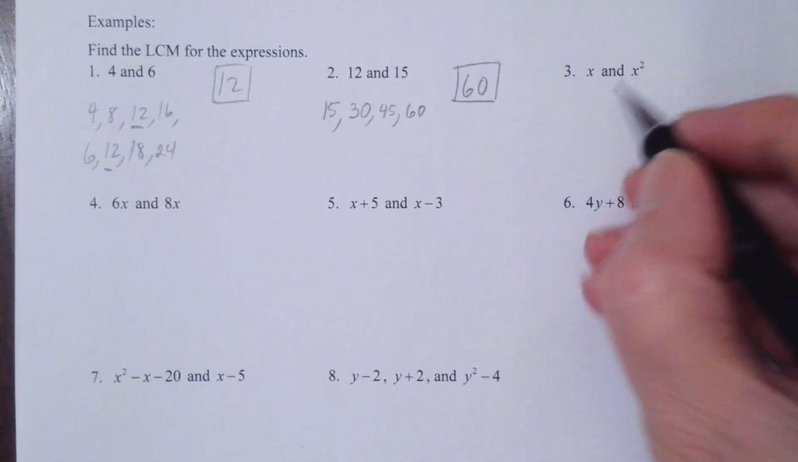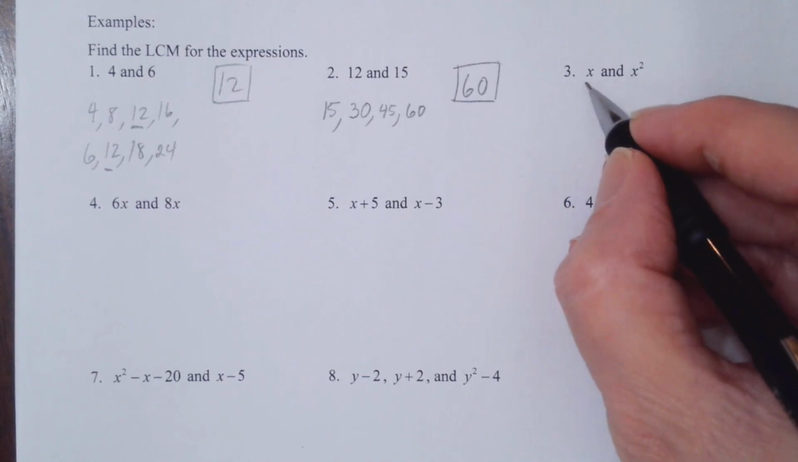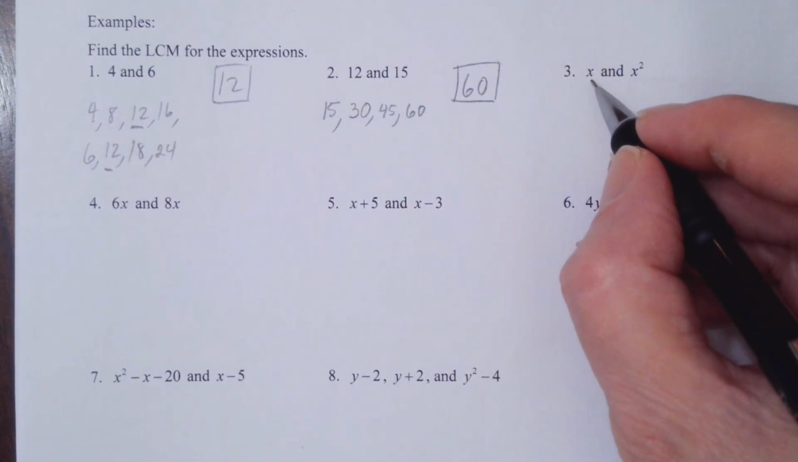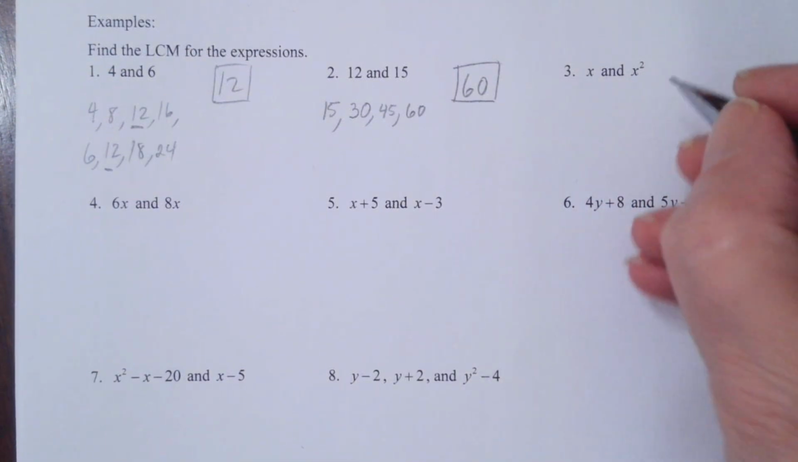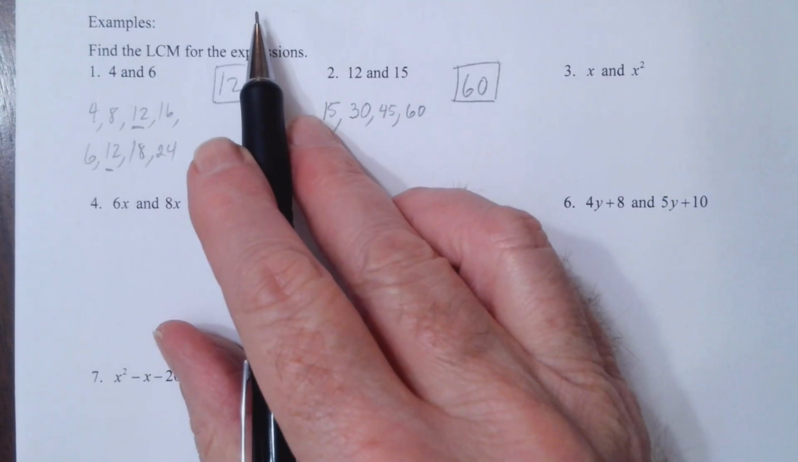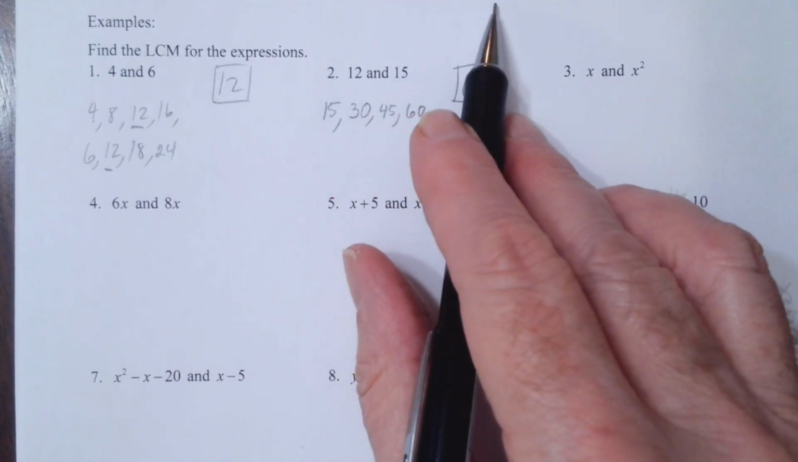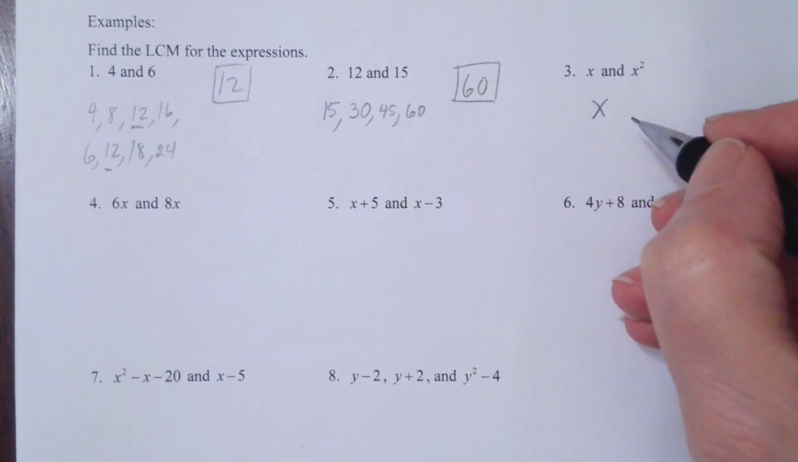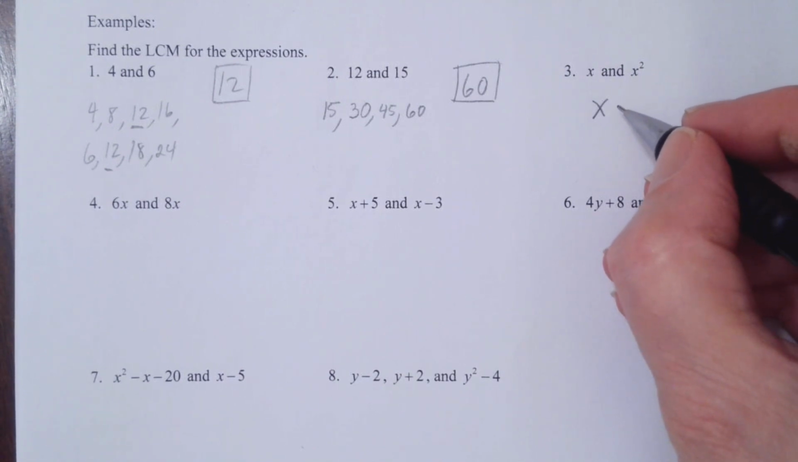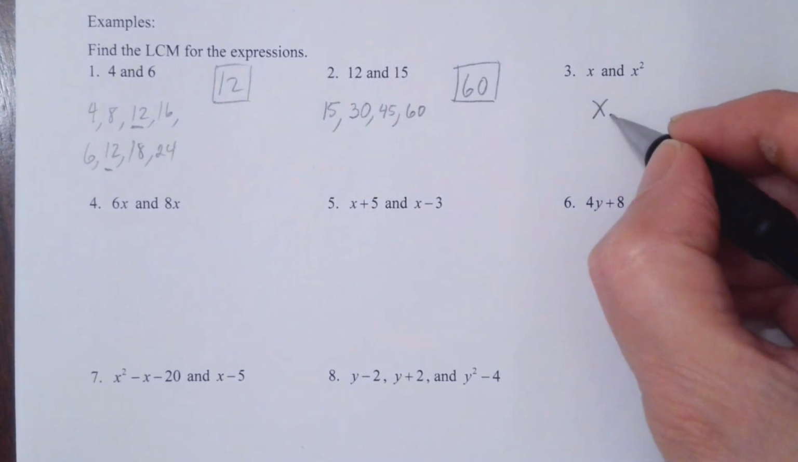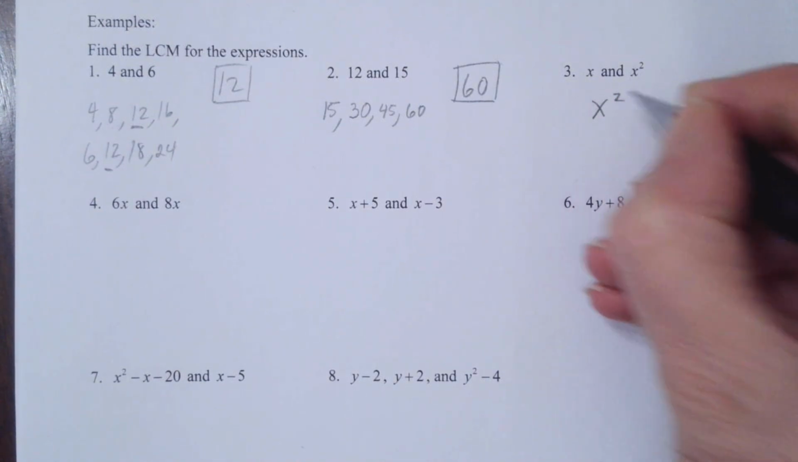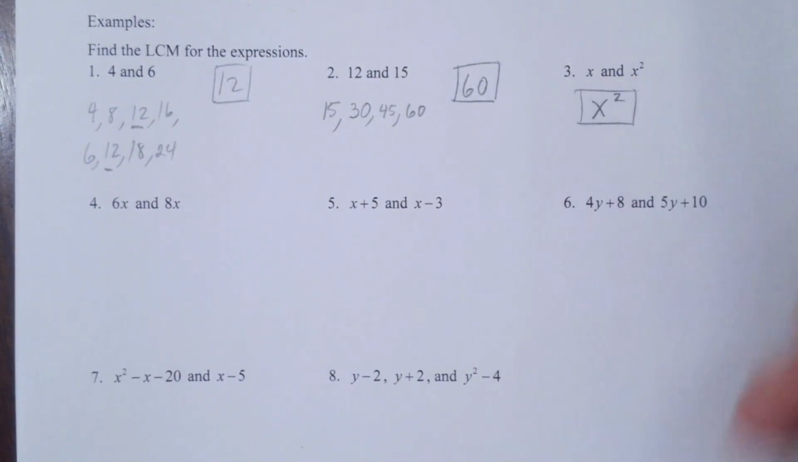Now on number 3, we don't have any numbers. We do have some algebraic factors. In fact, the only thing we have is an algebraic factor of x. This has 1 factor of x, this has 2. So remember what it said, it's each algebraic factor found to the highest power found. Well, the only algebraic factor we found was x in these two, and the highest power found is x squared. And so that's going to be our LCM.